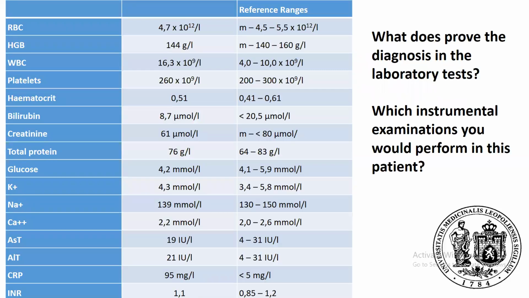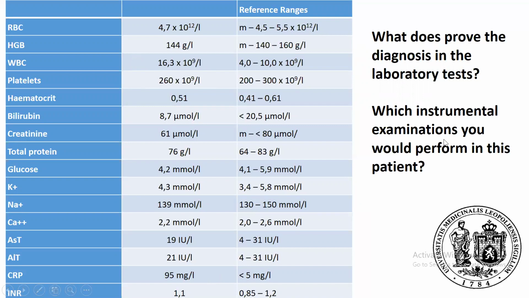On the next slide, we see the results of the laboratory investigation and the question: what proves the diagnosis in this laboratory test? As I already mentioned, my patient has acute appendicitis. It means this is acute bacterial inflammation in the body of the patient. We see an elevated level of white blood cells and an elevated level of C-reactive protein. These two changed parameters tell us that the patient has severe inflammation in the abdominal cavity.